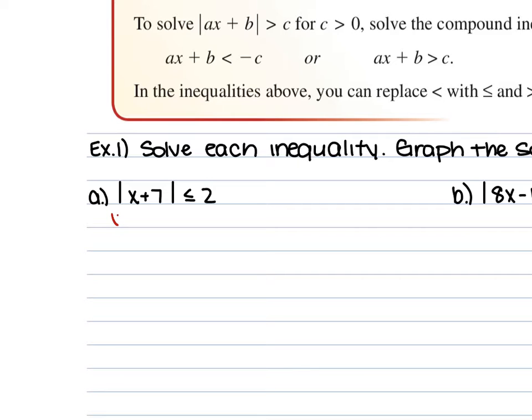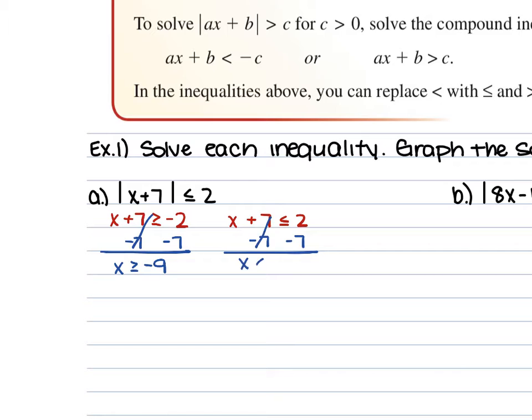So this is going to turn into x plus 7. We're going to switch the sign. So it's greater than or equal to, switch the sign on the 2 to make it a negative 2, as well as x plus 7 is less than or equal to 2. From here, we just solve both inequalities. So on the one on the left, we're going to subtract the 7 from each side. We get x is greater than or equal to negative 9. For the one on the right, we subtract the 7 from each side, and we get that x is less than or equal to negative 5.